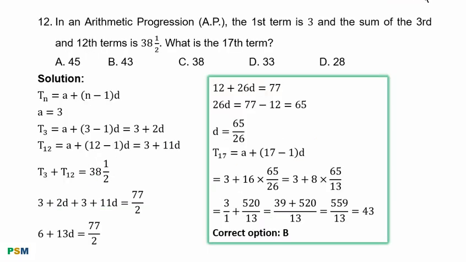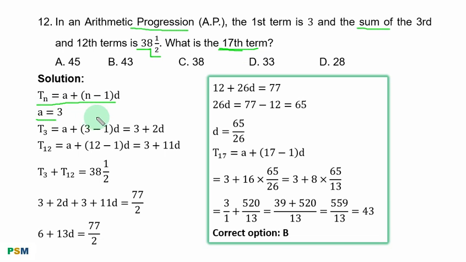Question 12. In an arithmetic progression AP, the first term is 3 and the sum of the third and 12th terms is 38 whole number 1 over 2. What is the 17th term? To find this term, the common difference is needed. We go by the nth term formula of an AP. From the question, the first term A is equal to 3.